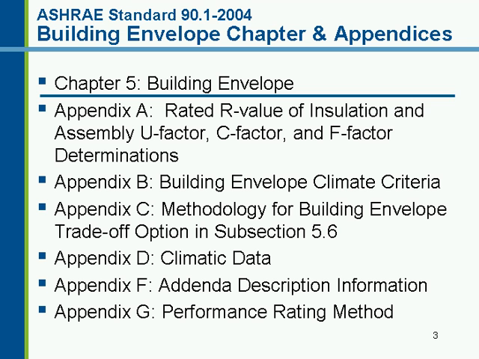Appendix B has the climate criteria, and for those of you working on projects in the United States, there's a climate zone map of the United States divided by counties, and that's a key thing to look at and follow for U.S. determinations. Appendix C has the methodology for using the trade-off option, the EnvStd, the envelope standard program.